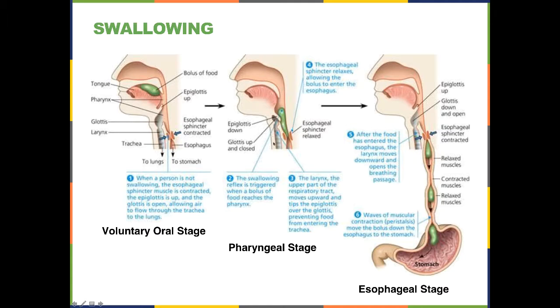The last phase is the esophageal phase, which is after the food makes it into the esophagus, the upper sphincter closes to prevent any food from going back up, and then a peristaltic wave drives the food down into the stomach. And this is a circular contraction that moves in front down the esophagus, driving the food down into the stomach. And this is the process of swallowing.